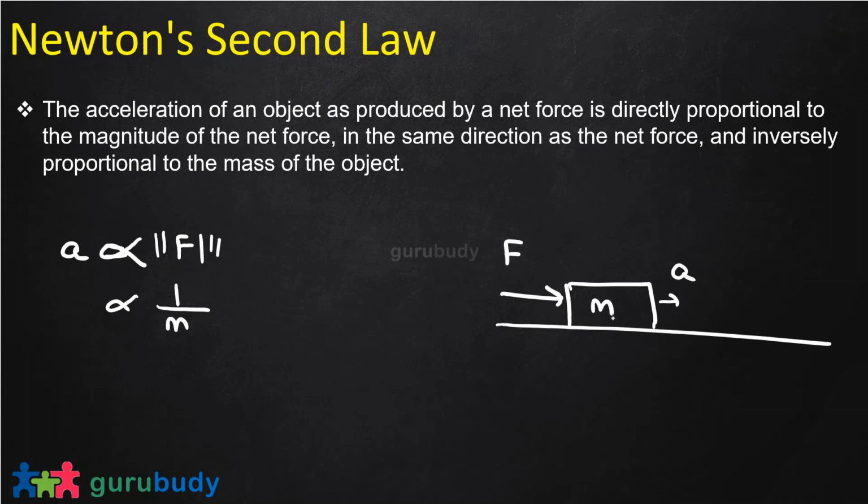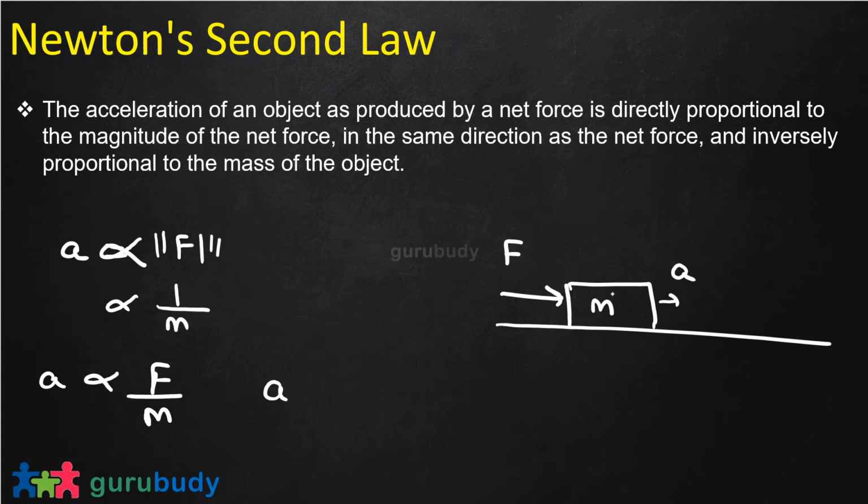Let's say the mass of the object is m. So it is telling us the acceleration is proportional to the force and inversely proportional to the mass, and the direction of the acceleration is the same as the direction of the force. And this is basically the definition of acceleration.